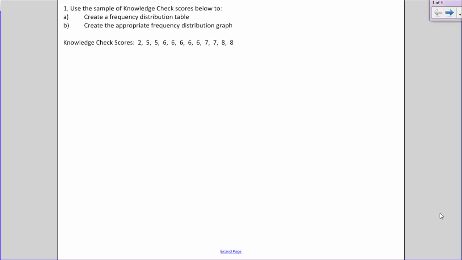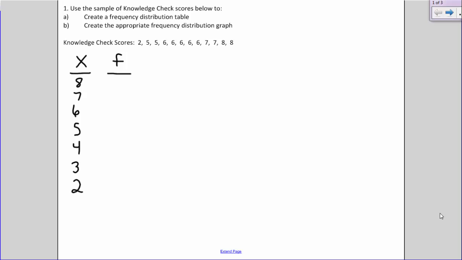Okay, so let's first create our X column, which is knowledge check scores, and then our F column, which is the frequency, or in other words, how many students had each score. So I'm going to start with the highest and go down to the lowest. My highest score is an 8. And now remember, you go all the way to the lowest score, even if there's some scores that are missing in between. So 8, 7, 6, 5, 4, 3, and 2.